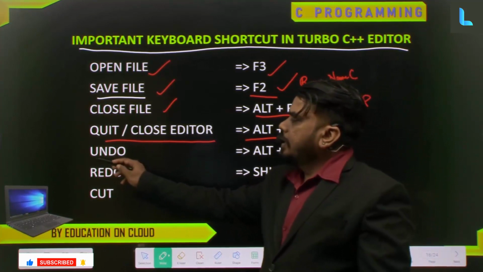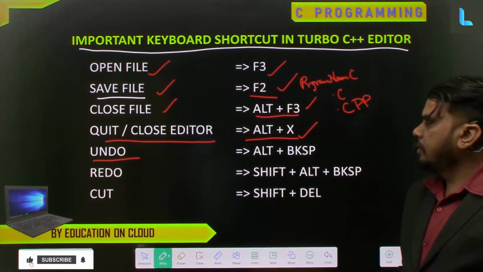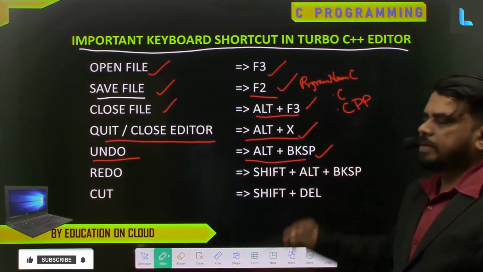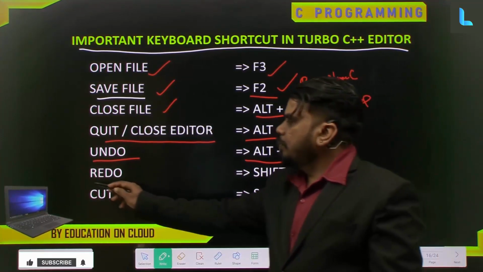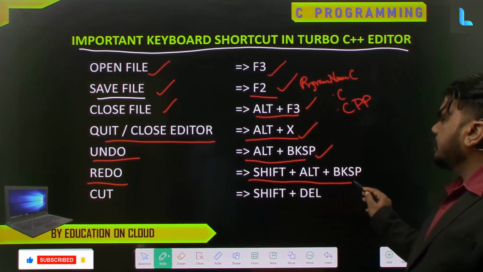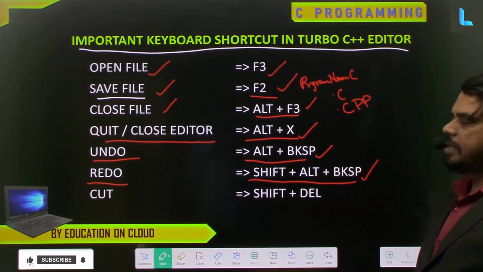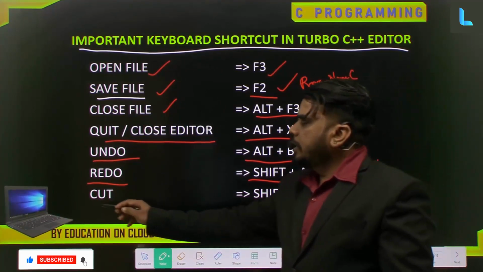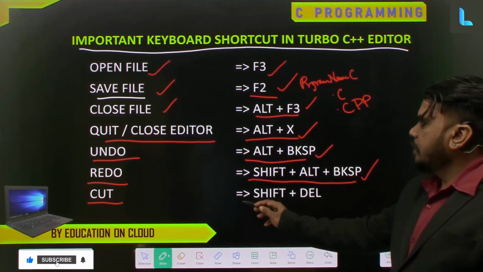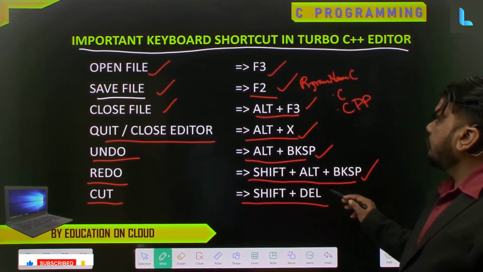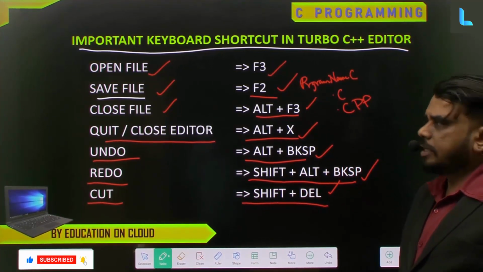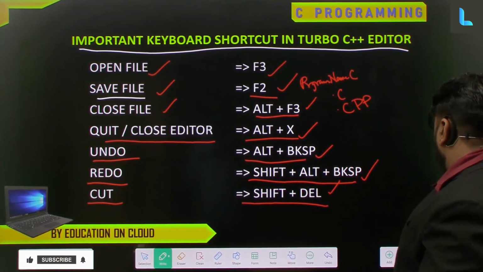In order to undo any action we have done, you can use the keyboard shortcut Alt plus Backspace. To redo, the keyboard shortcut is Shift plus Alt plus Backspace. To cut selected content or text, you need to use the keyboard shortcut Shift plus Del. Now let us continue with the important keyboard shortcuts in the Turbo C++ editor.